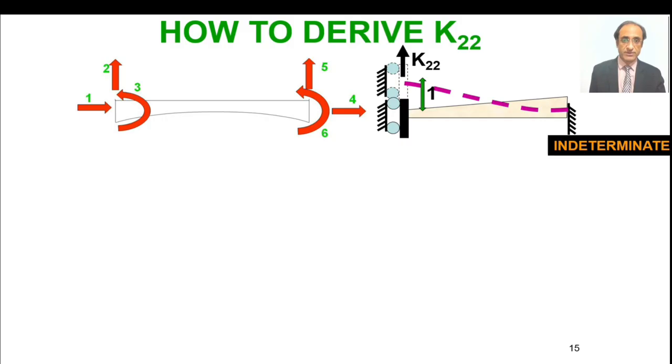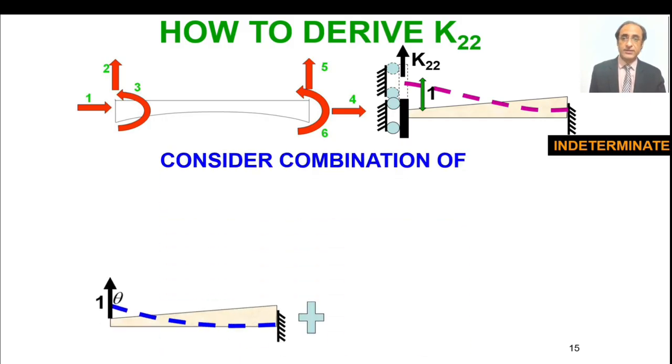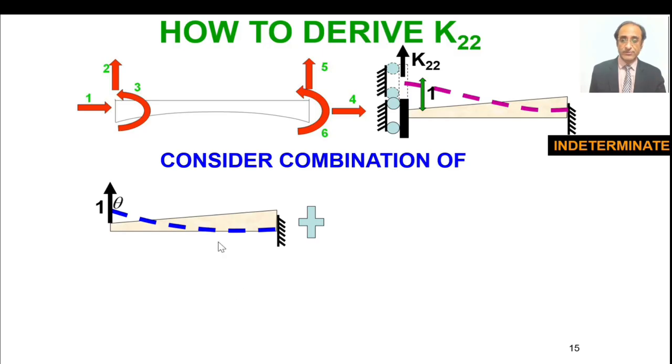However, our solution becomes easier if we consider the following combination. Let us say we consider a pure cantilever structure. We have no restraint at the left end of the structure and we apply a unit force. It will undergo some rotation here. Now this system is a determinate structure and we can very easily solve it by the principle of virtual work and we can get the theta here.